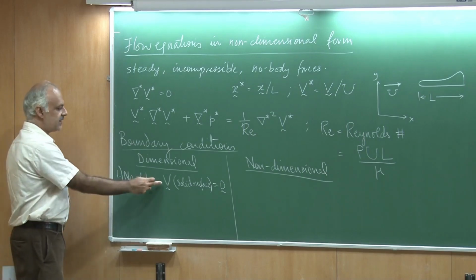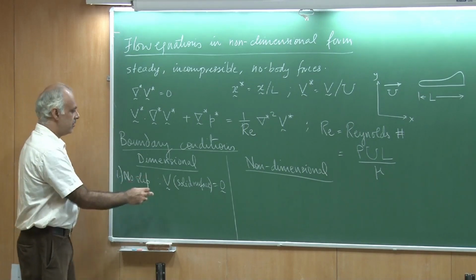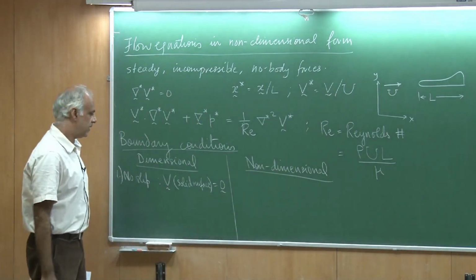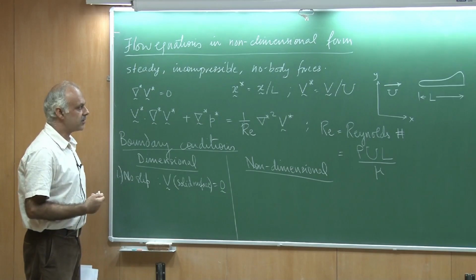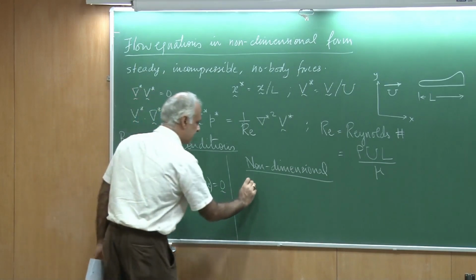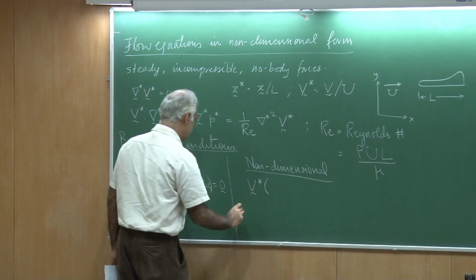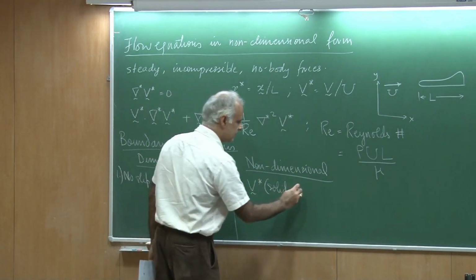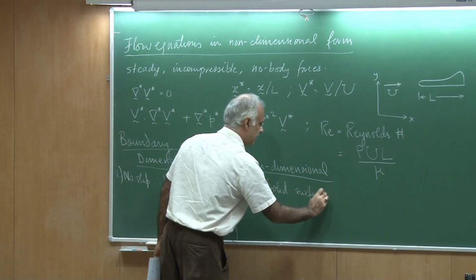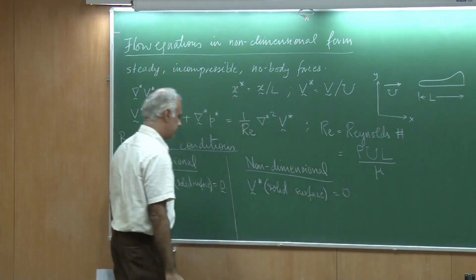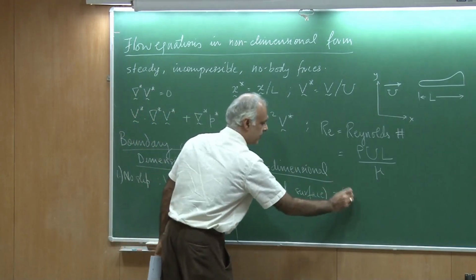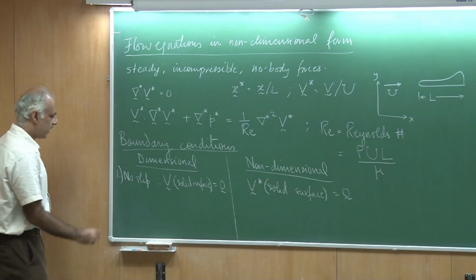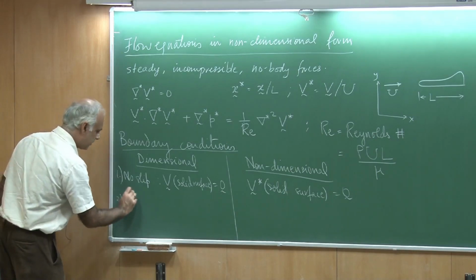And if I non-dimensionalize this, so I substitute for V as V star times capital U, then since capital U is not 0, it would require V star on the solid surface, of course now in the non-dimensional coordinates, is also 0. Okay, so because it's a vector quantity, I put 0 also as a vector. So that's the no slip condition. What happens at the far field?